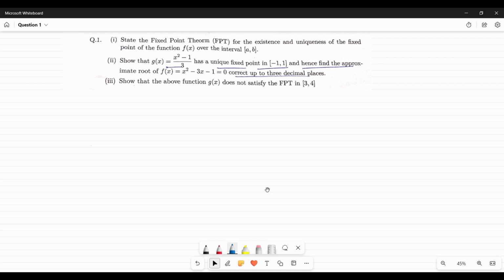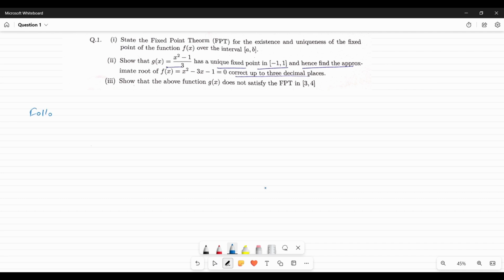Hello everyone, today in this tutorial I will discuss the third semester Midsem paper of numerical analysis. Here the first question is about the fixed point theorem, and using this theorem we have to solve two problems. So let's first understand existence and uniqueness of a fixed point of a function.